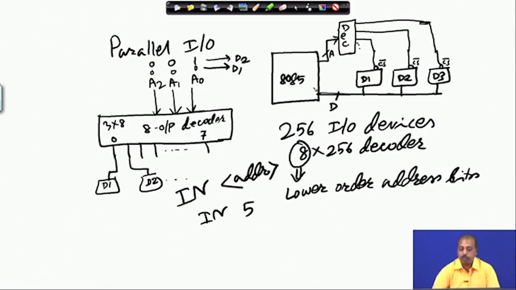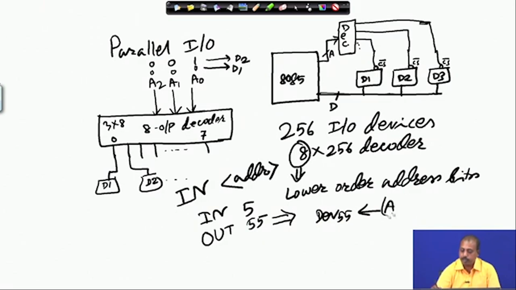Similarly, if you want to output some pattern to a device, you have to say something like out 55. So, if the device address is 55, then to that particular device we will write the value of the accumulator. In this case the device 55 will get the content of the accumulator. As far as the processor is concerned, each of these devices is looked upon as a port. So, we call it the in port address.